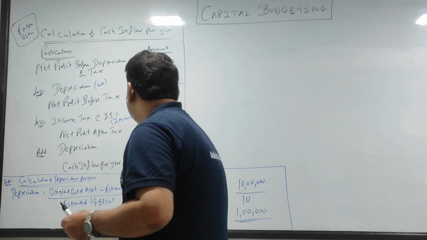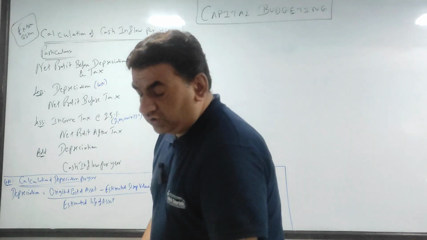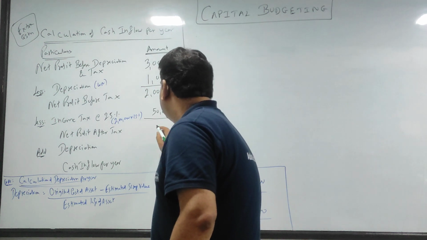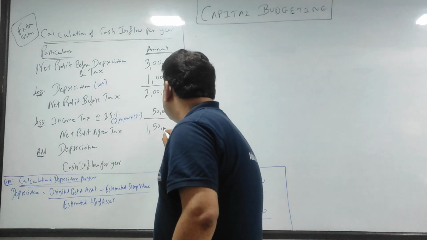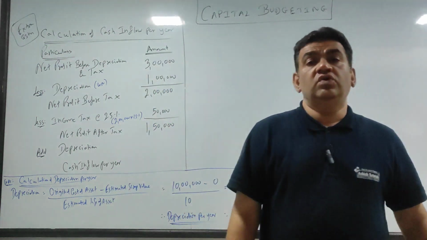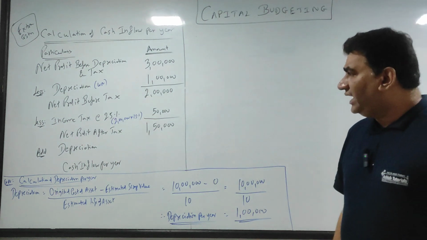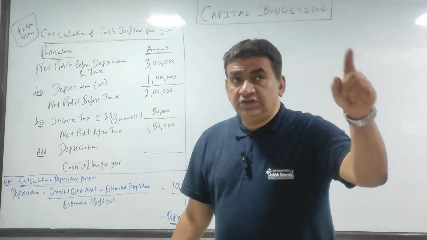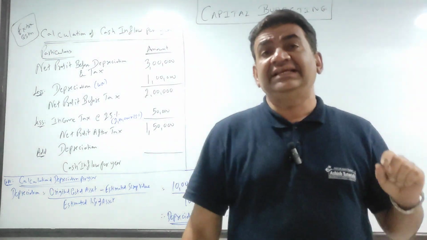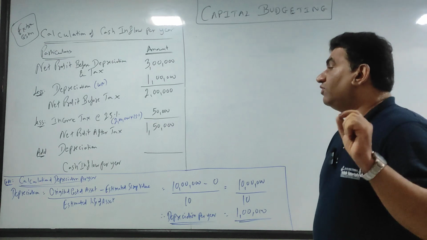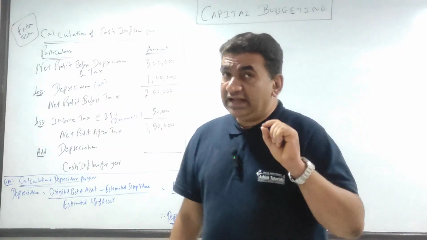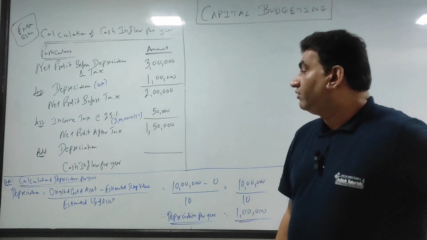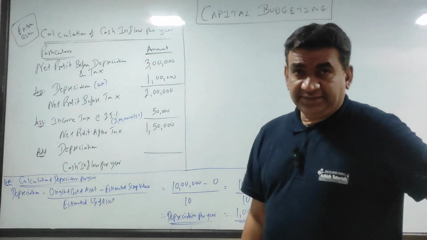2 lakh का 25% is 50,000. So 2 lakh minus 50,000 gives you 1 lakh 50,000, which is my net profit after tax.